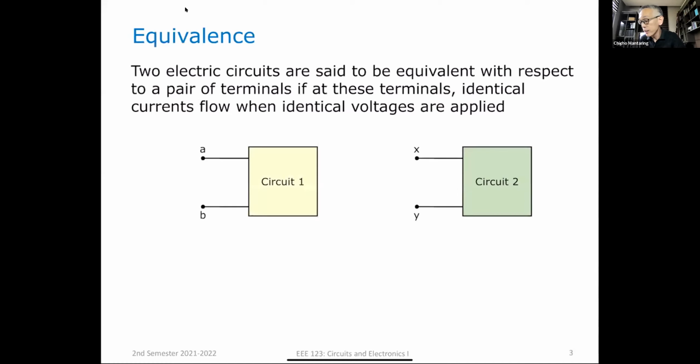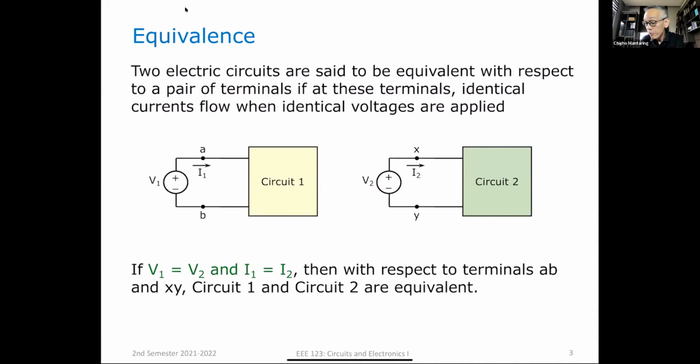Let's say I have two circuits, circuit 1 and circuit 2. I can access circuit 1 through terminals A and B, and I can access circuit 2 through terminals X and Y. So let's say I apply a voltage V1 to circuit 1 and I apply a voltage V2 to circuit 2. If I set V1 equal to V2, and it turns out that I1 will be equal to I2, then with respect to terminals A, B, and X, Y, circuit 1 and circuit 2 are equivalent. So what exactly is the repercussion of that?